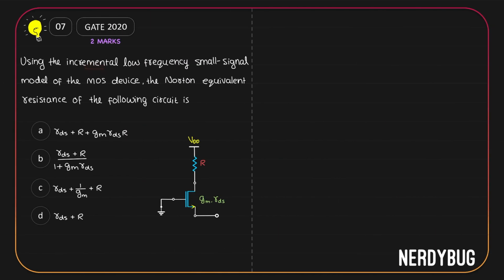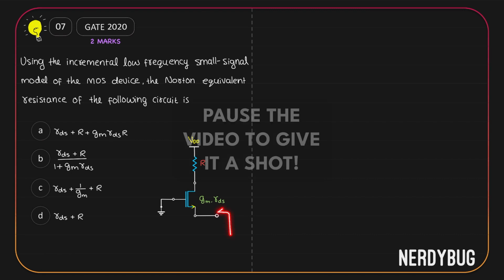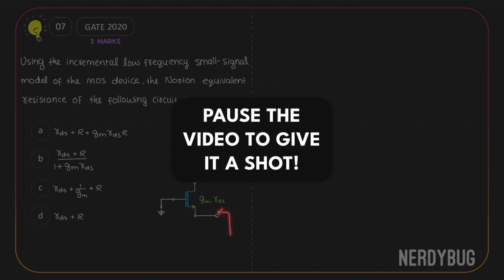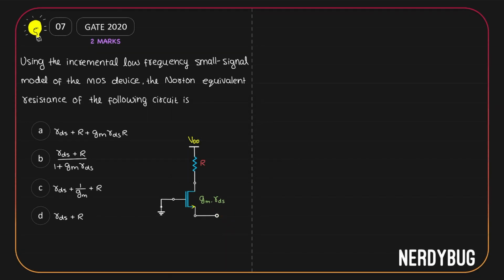Using the incremental low frequency small signal model of the MOS device, we have to find the Norton equivalent resistance of the following circuit. Norton equivalent resistance is the same as Thevenin equivalent resistance. So technically, all you have to find here is the impedance you see when you look through the source. In the figure, as the properties of the MOSFET, GM and RDS are given. RDS is here, which means channel length modulation is included.